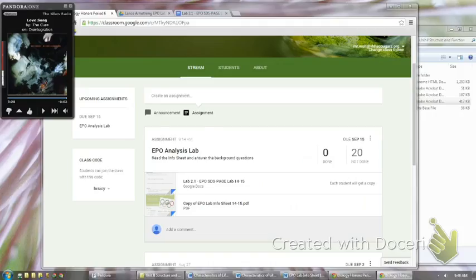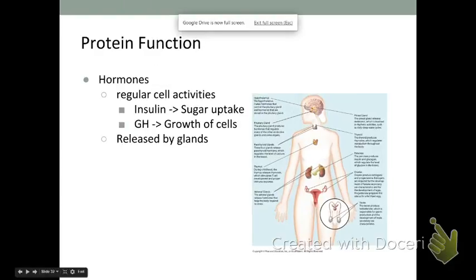Now, these slides talk about some examples of proteins and their functions in our bodies. Proteins probably have the most diverse of all functional molecules in our body, the most number of different types of functions. For example, we have hormones. Hormones are in charge of your regular cell activities. They help the cells do their job. For example, insulin tells your cells to take up sugar out of the bloodstream and store it in cells.